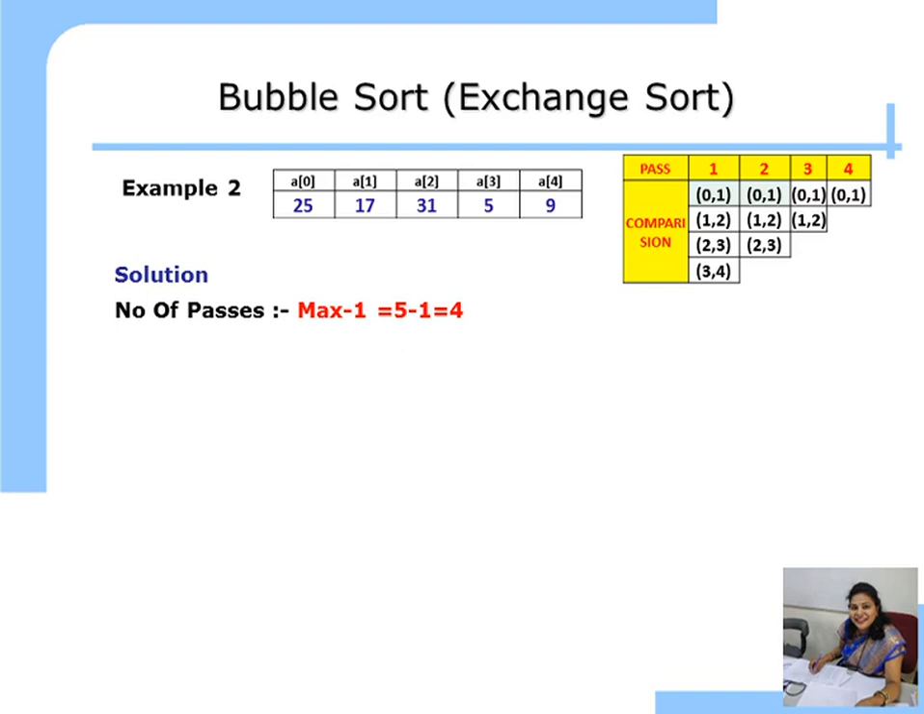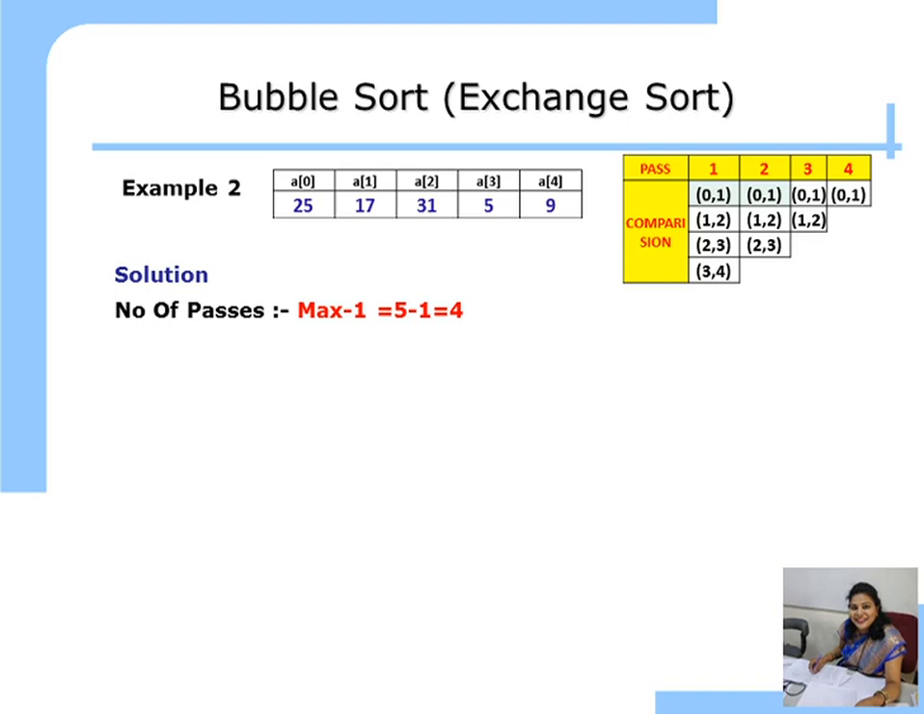At this point, I am going to tell you that the number of passes that we have calculated is the maximum number of passes required for bubble sort. It is not necessary that you will require all the passes every time. These are the maximum passes that you will require to sort. What if you get a sorted list at the end of the second pass? You can stop there. This is the example to show that.